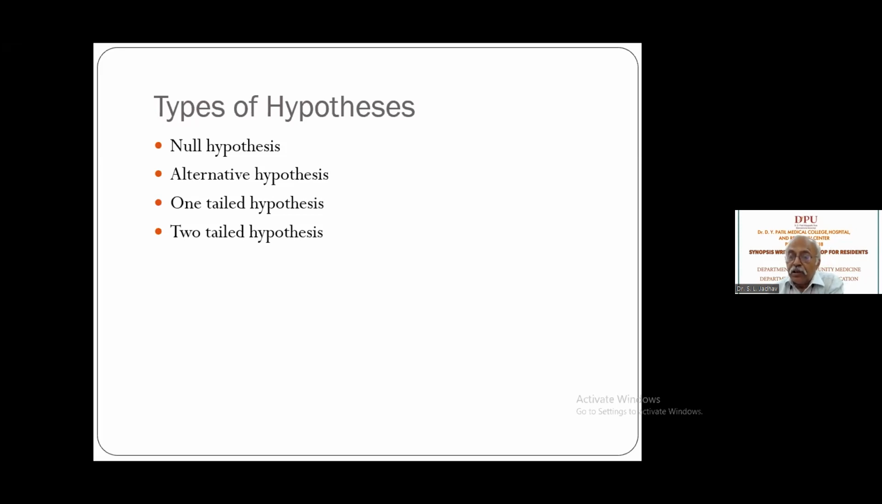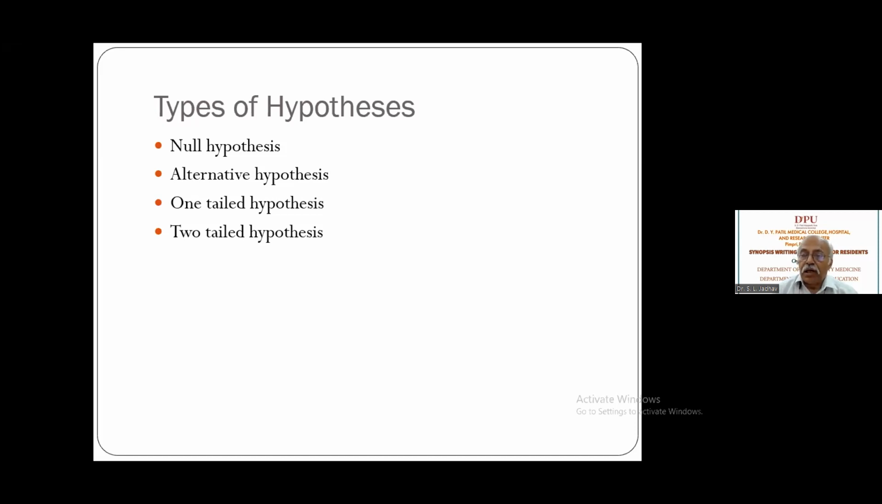So vitamin D may be beneficial or it may be harmful. This is called a two tail hypothesis. One tail means I am sure of one direction. Usually we take two tail because we cannot know in advance whether an intervention will be beneficial or harmful. Many interventions are harmful also.